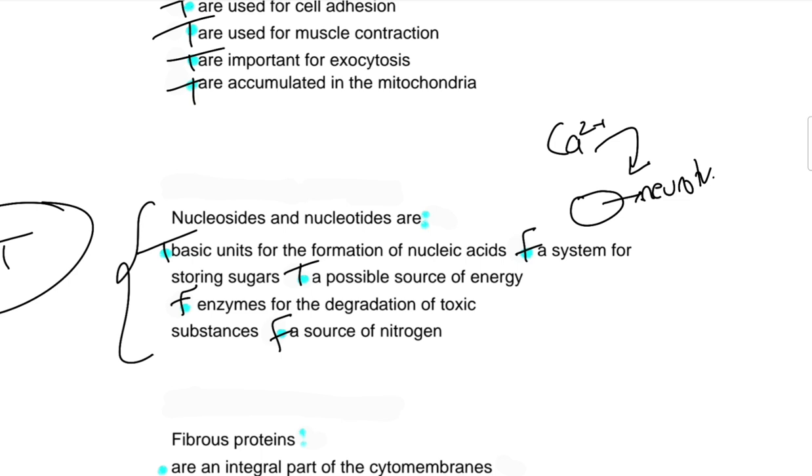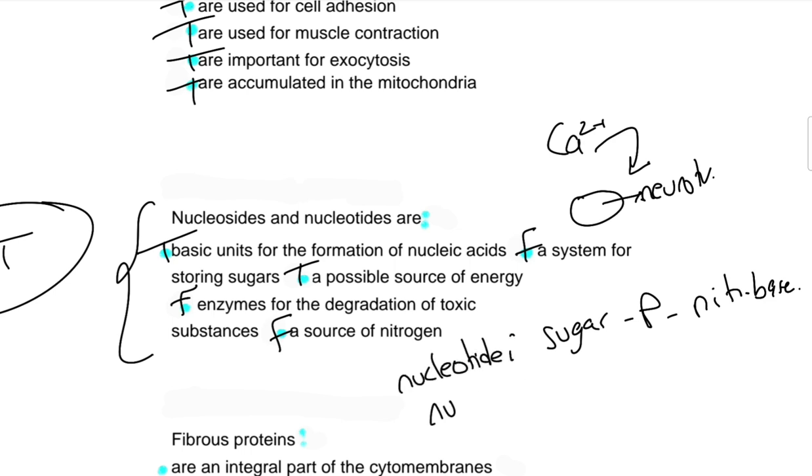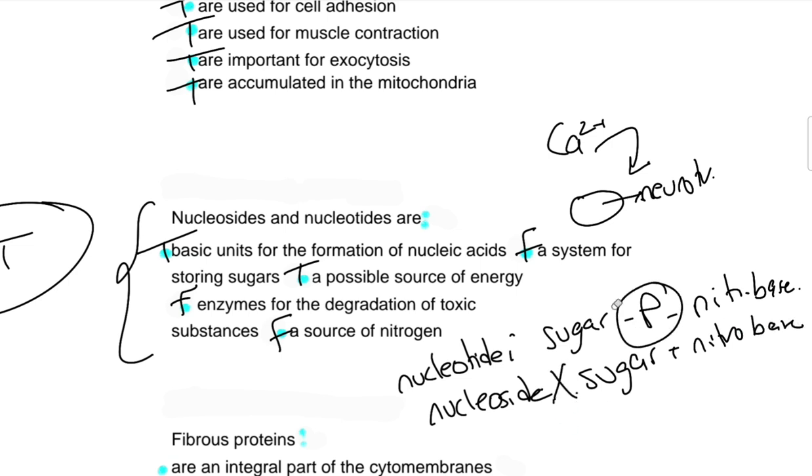But nucleotides, the main difference between nucleosides and nucleotides, is that nucleotides have a sugar, a phosphatic group, and then nitrogenous bases. Nucleosides, however, have sugar plus nitrogenous bases, but they do not have a phosphatic group. So the only difference is they do not have a phosphatic group.